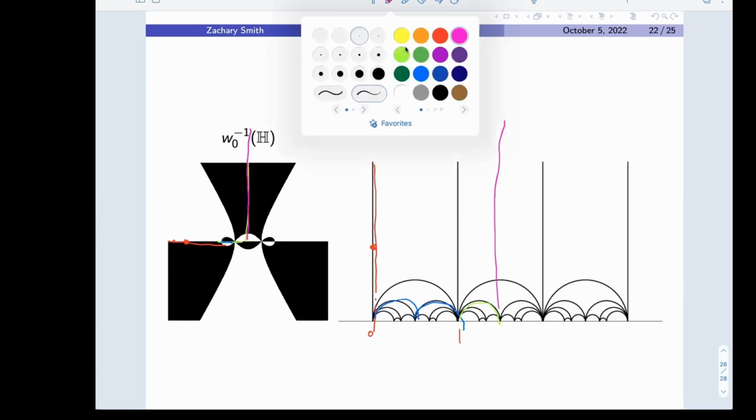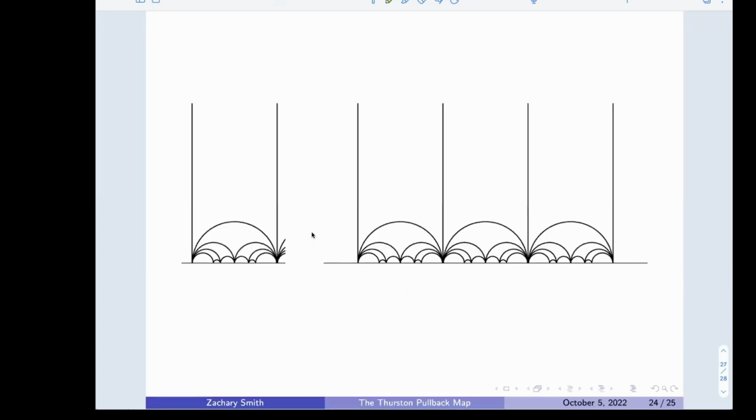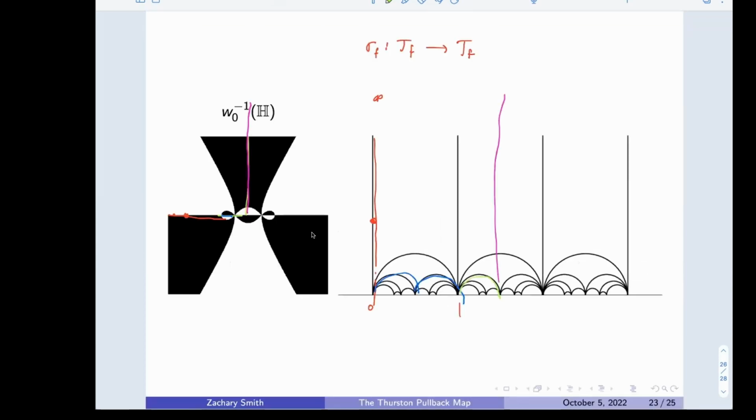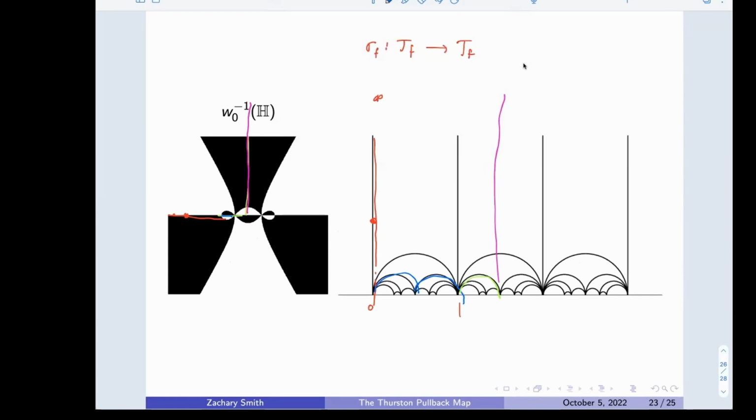If you identify the edges in this Farey triangulation appropriately, you'll get a picture that looks exactly like this. So this turns out to correspond to a fundamental domain for our sigma F map relative to the action by this virtual endomorphism domain.